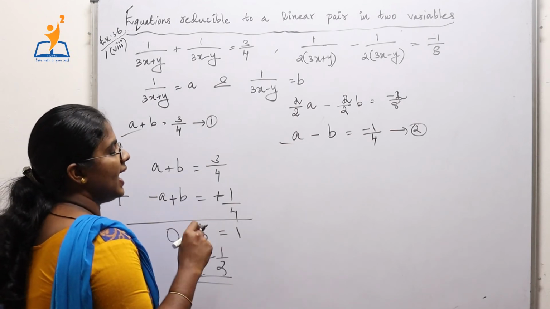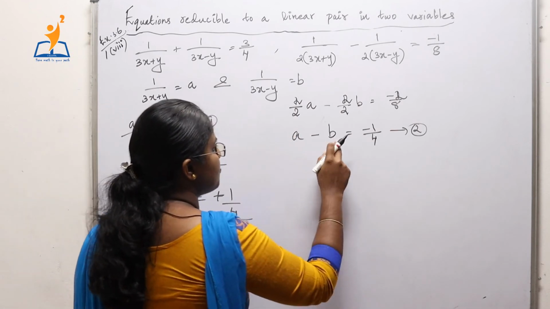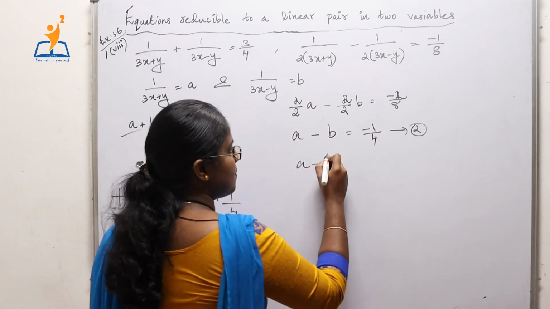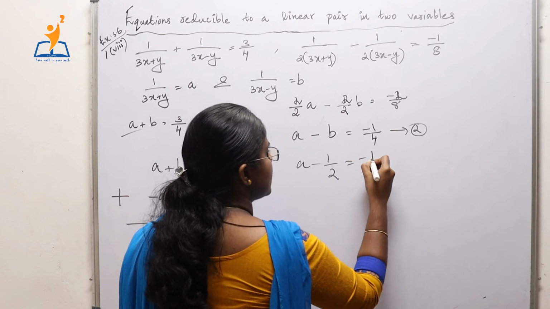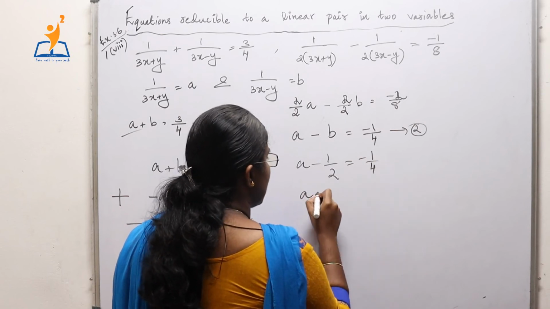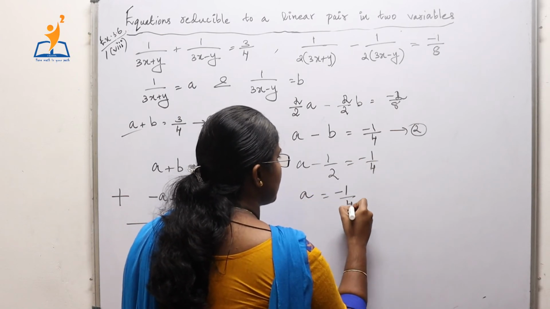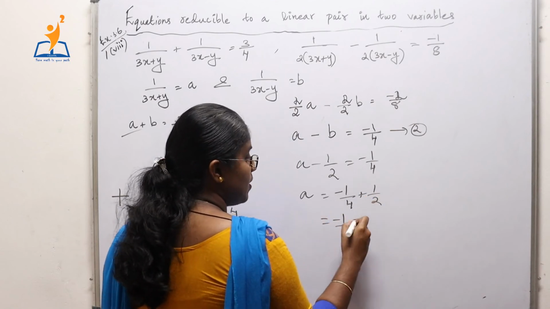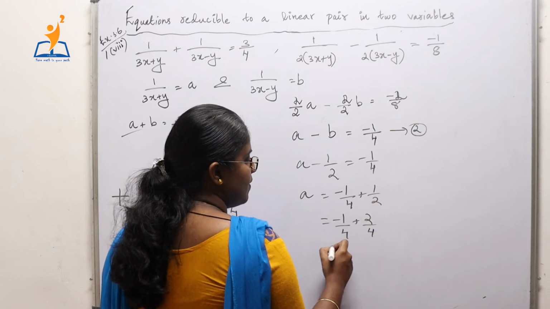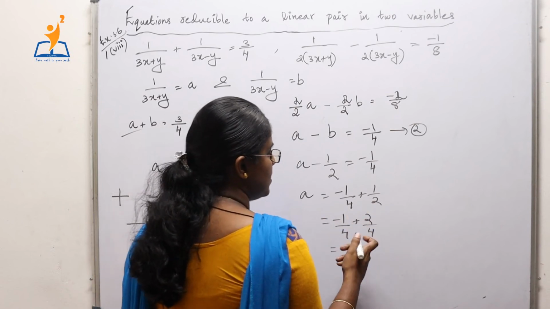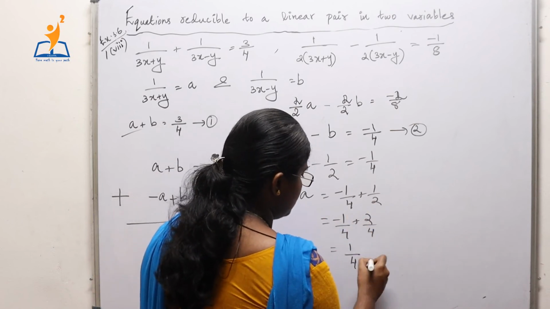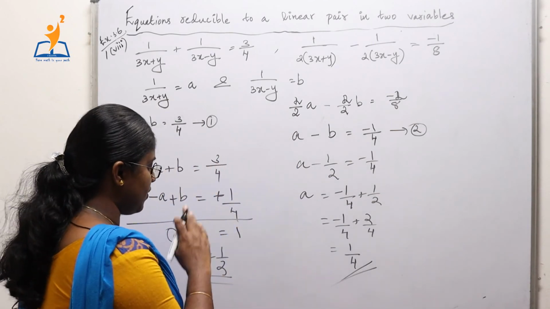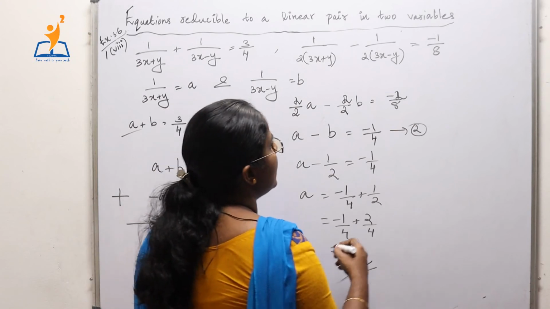In order to find a, we are going to substitute the value of b in this equation. That is a − b, with b being 1/2, so a − 1/2 = −1/4, which means a = −1/4 + 1/2. That is −1/4 + 2/4, which means −1 + 2 is 1. So a is equal to 1/4. So a is equal to 1/4 and b is equal to 1/2.